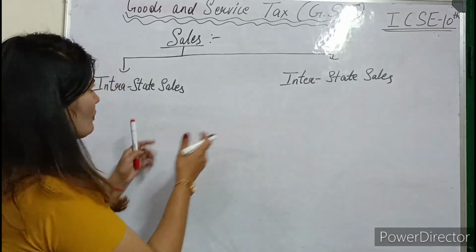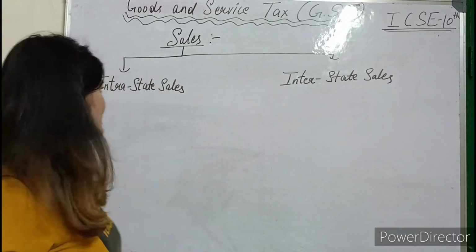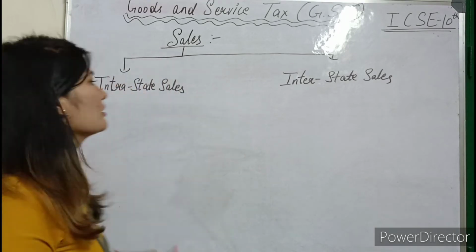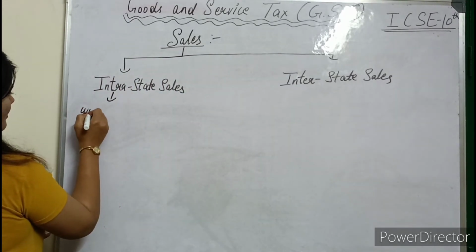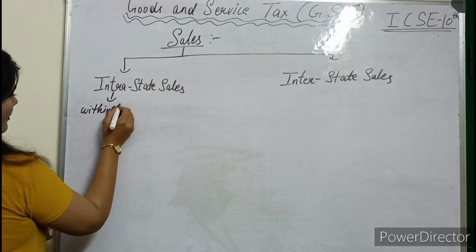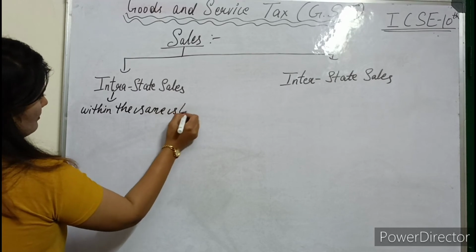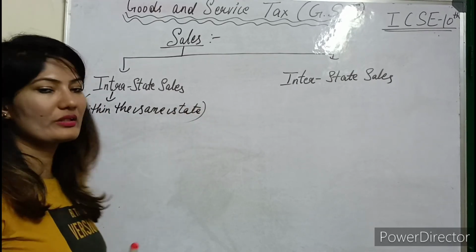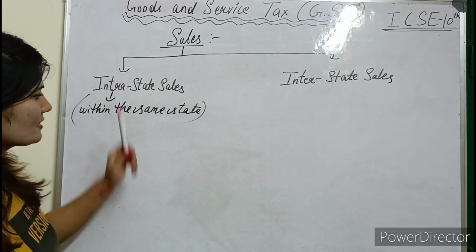Now the next topic is types of sales. There are two types of sale. The first is intrastate sale and the second one is interstate sale. The first one, intrastate sale. Here intra means within the same state. So when the selling goes between two persons in the same state, that type of sale is known as intrastate sale.